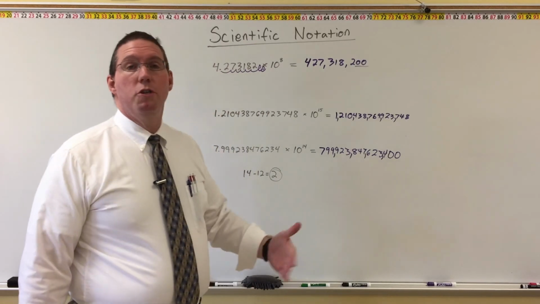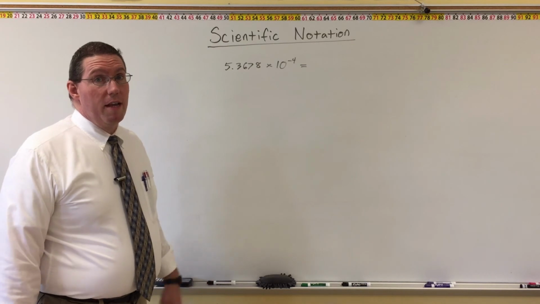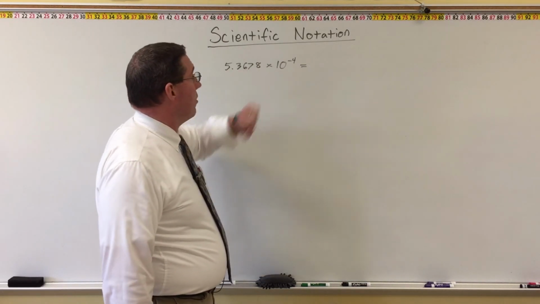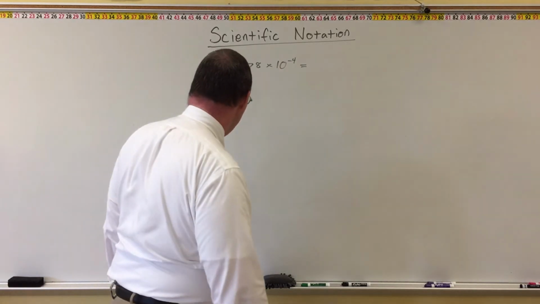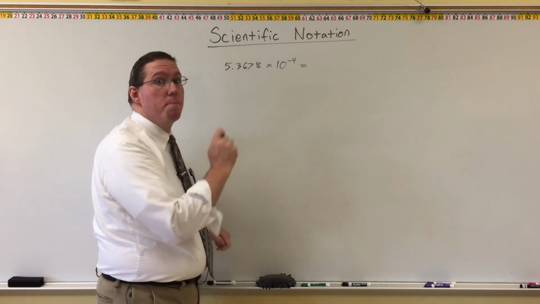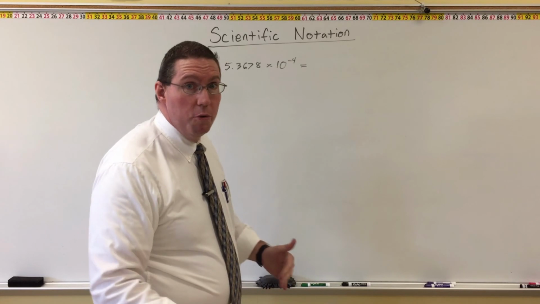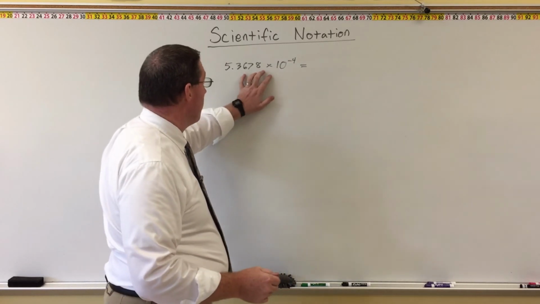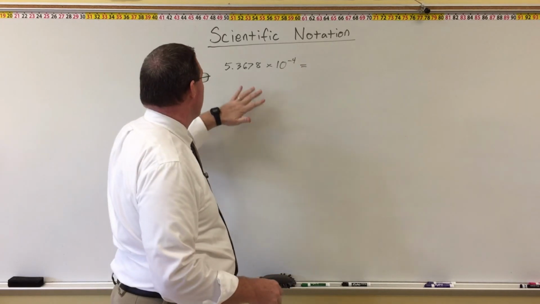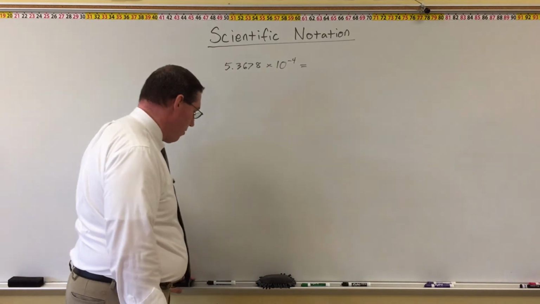All right, now we're just going to do 1 or 2 examples with the negative exponent. Okay, here's an easy one. We've got 5.3678 times 10 to the negative 4 power. We want to know what the actual number is. Because it's a negative exponent, our answer should be smaller than 1. So if your final answer is larger than 1, you did it wrong. This answer should start with a 0 point something, but probably a 0.0.